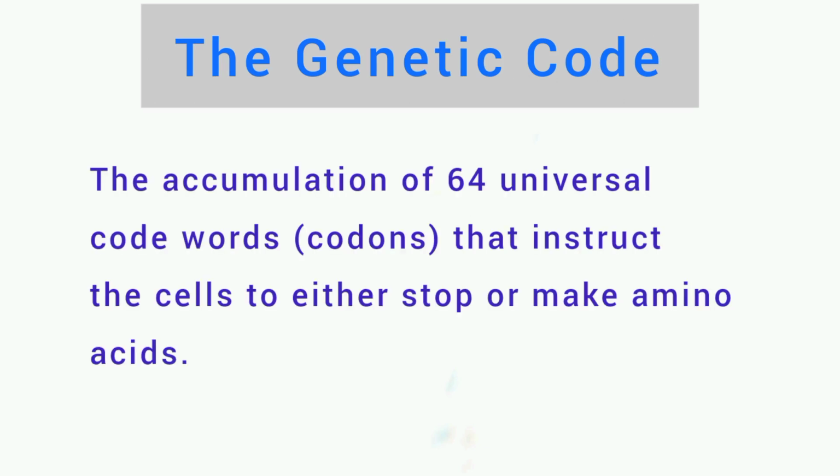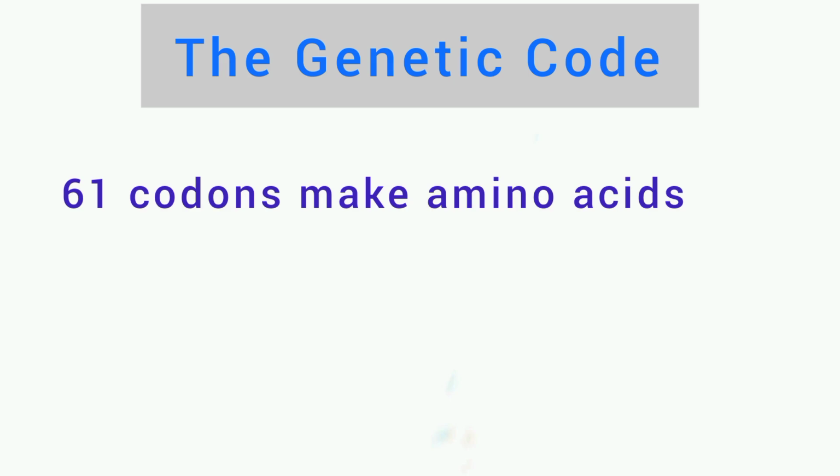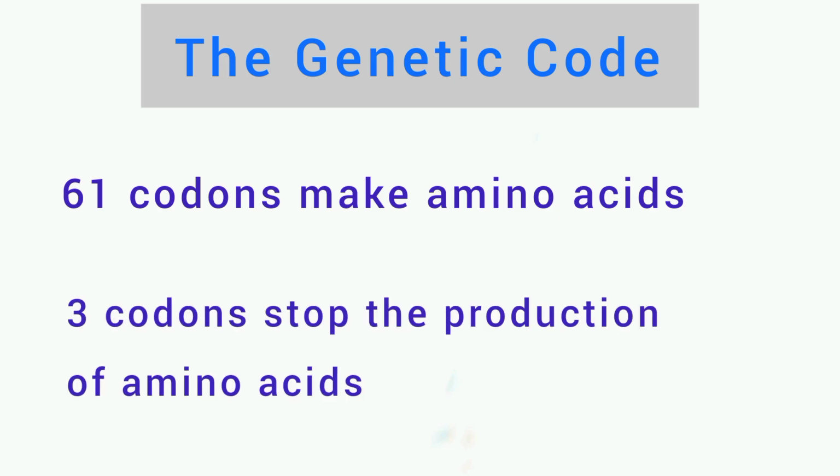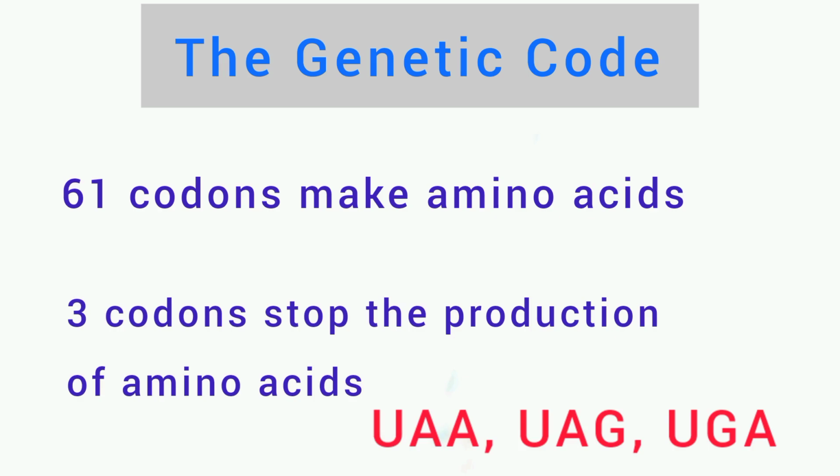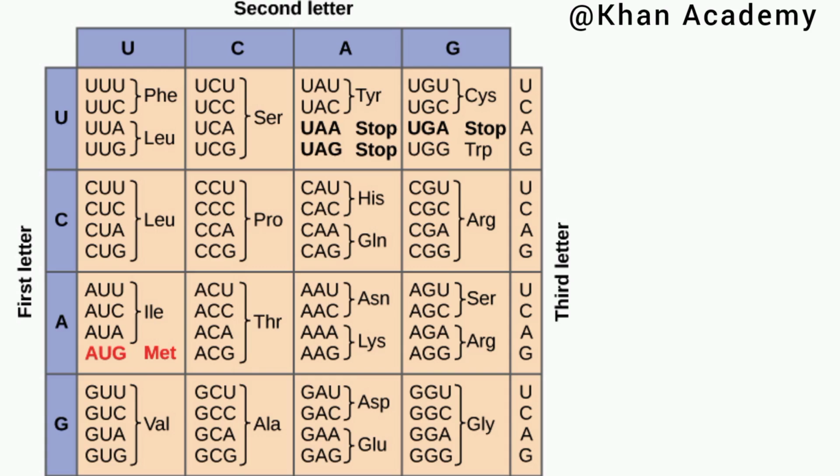The genetic code. The genetic code is an accumulation of 64 universal code words that instruct the cells to either stop or make amino acids. Out of those 64, 61 codons will make amino acids, but the other three are going to stop the production of amino acids, and so we call them stop codons. They are UAA, not AAU, please. UAA, UAG, UGA. All right.